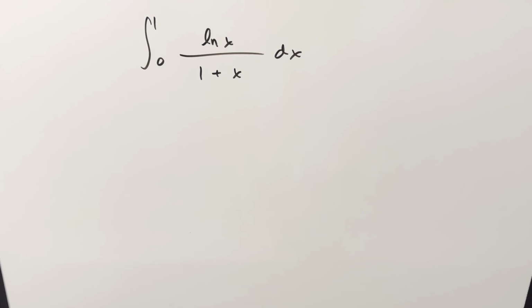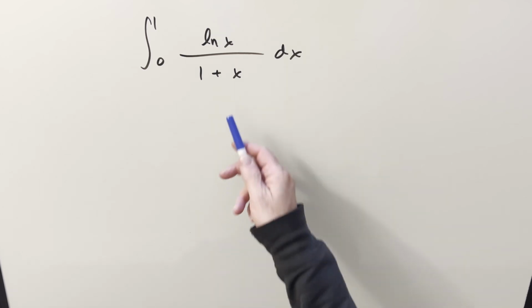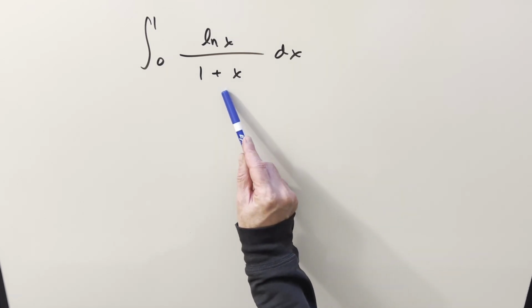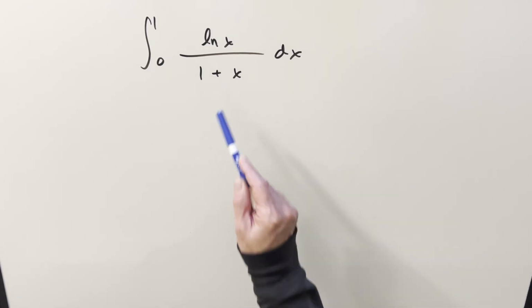Okay, we have an interesting integral. We've got the integral from 0 to 1 of natural log x over 1 plus x dx. This one came out of the comments. I did this exact same problem recently, but in the comments there was a suggestion that we could do this straight away using geometric series.